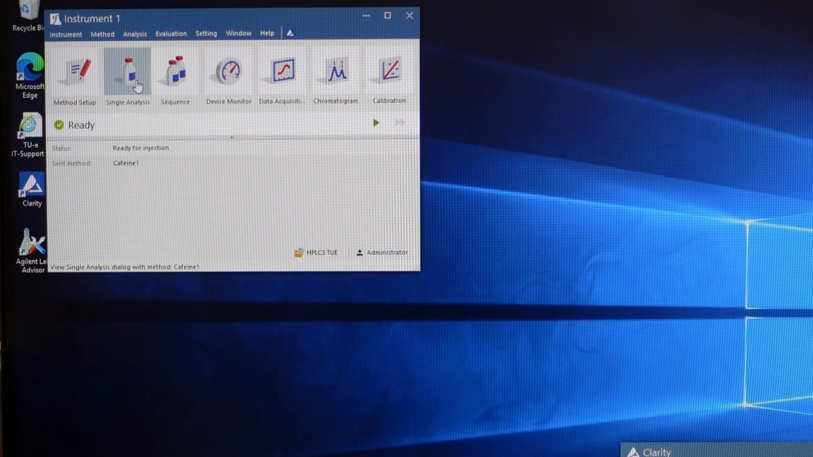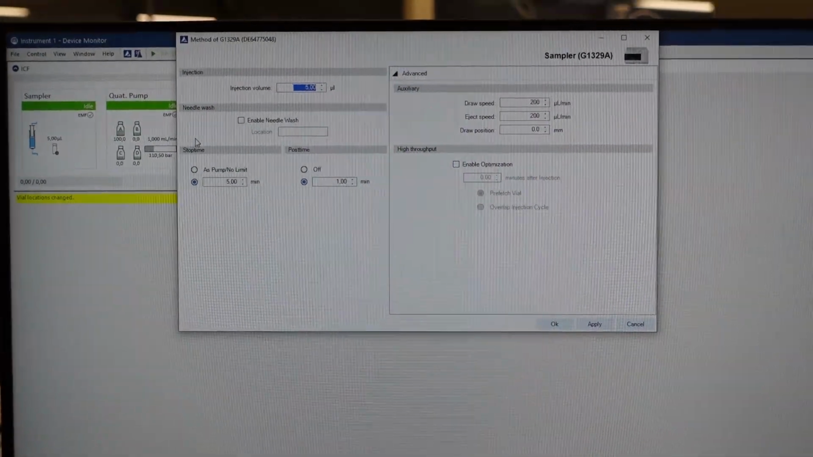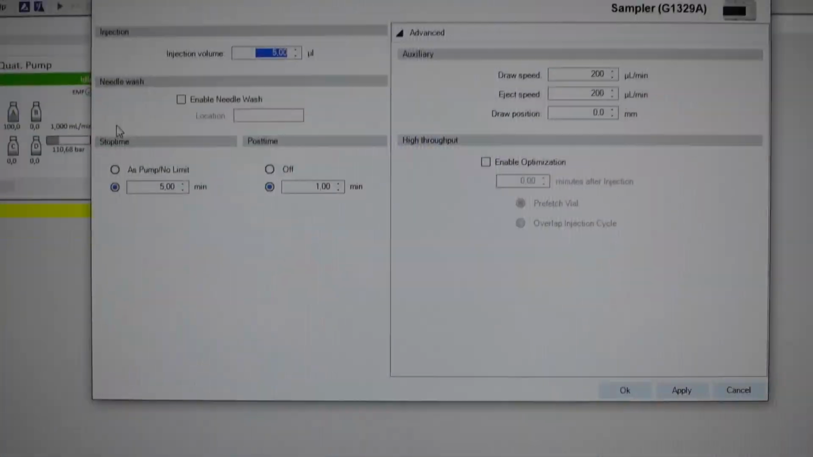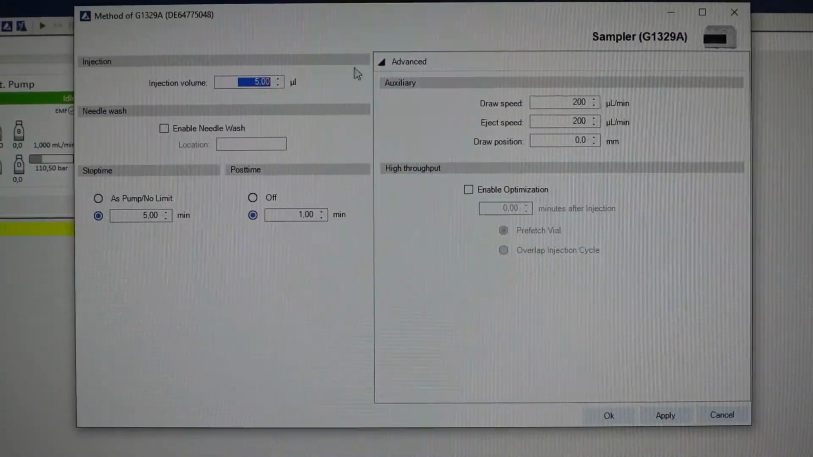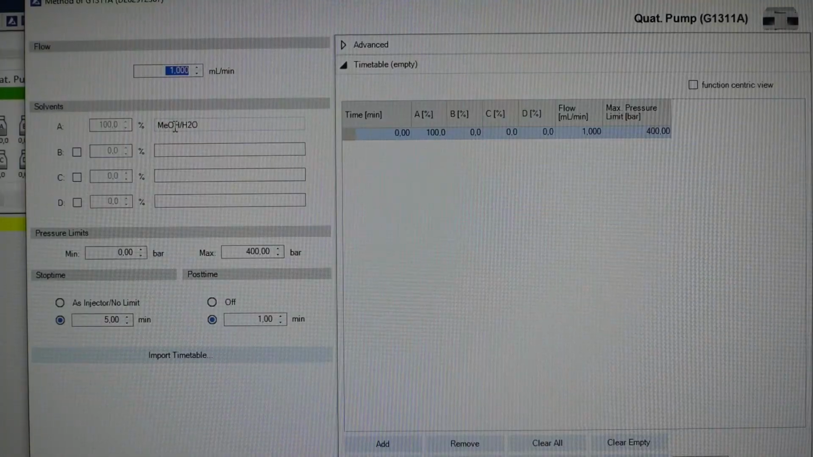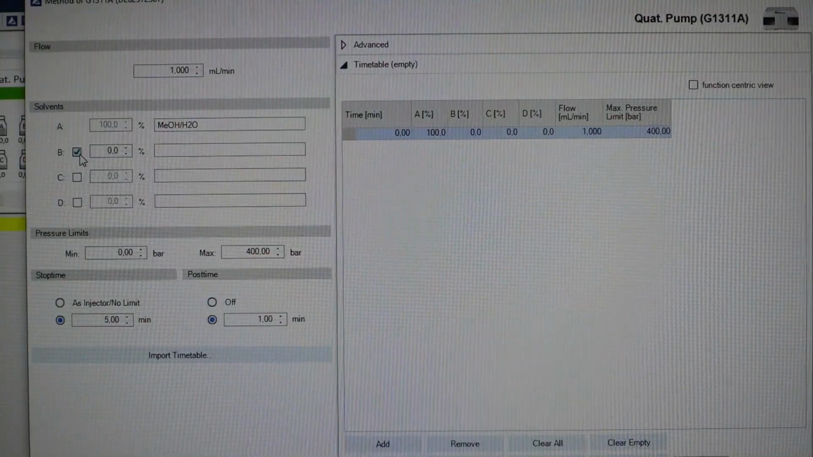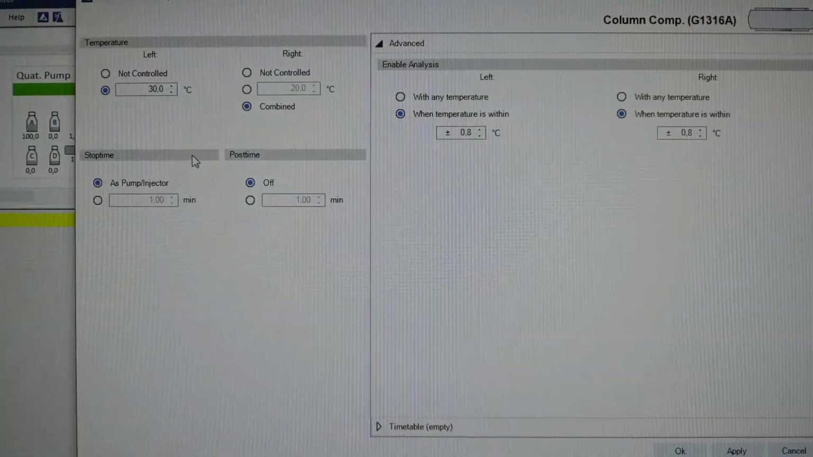When starting a measurement, you must apply a method. A method refers to all the parameters that can be programmed within the software. These include the solvent composition and gradient, the flow rate, and the injection volume. The injection volume depends on the concentration of the sample, but is usually between 2 and 5 microliters.